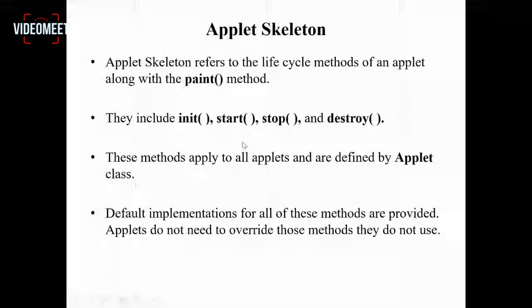But the init method will be executed without any event performed by the user, because when you run the program initially, the first method that will be executed will be the init method. So this will initiate the applet program. Once this init method is executed, then the start method will be called automatically, and then the stop method will be called by minimizing the window. And again, when you maximize the window, the start method will be called, and the paint method will be called automatically. And the destroy method will be called when you close the window.